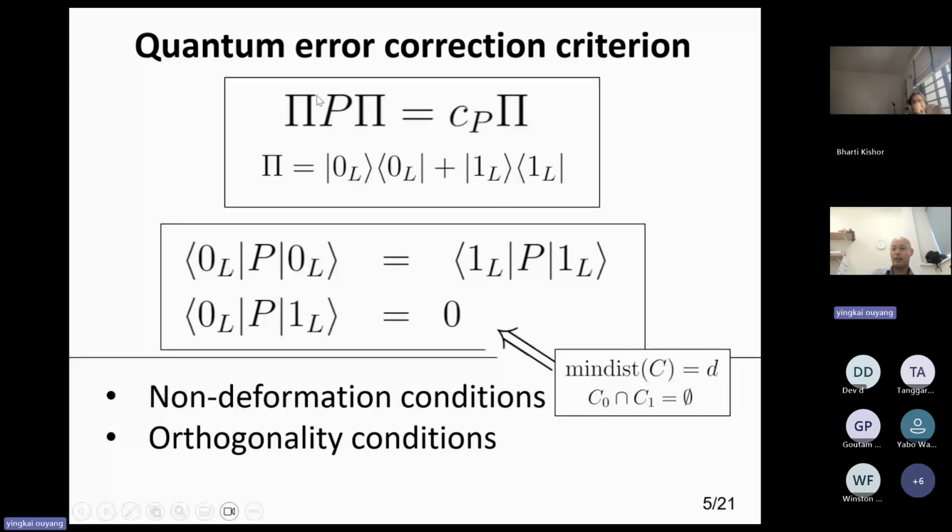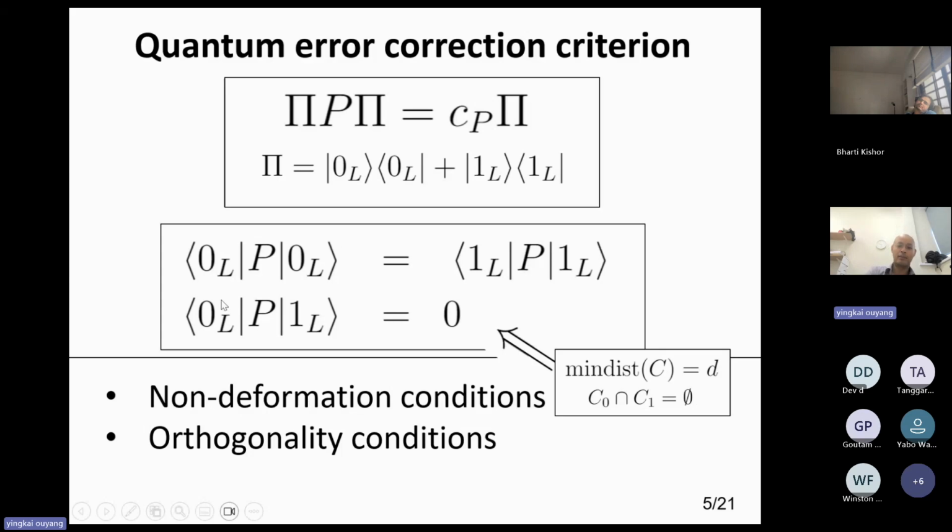So this matrix equation is very nice, but let us expand out what it means in the special case when the code projector is rank 2. The off-diagonal parts of this matrix equation basically say that the 0 doesn't go to the 1 under the action of the P, which is an orthogonality condition. Basically, if you have a low weight error, it doesn't take your logical 0 to a logical 1. Makes sense. This is a nice property to have.